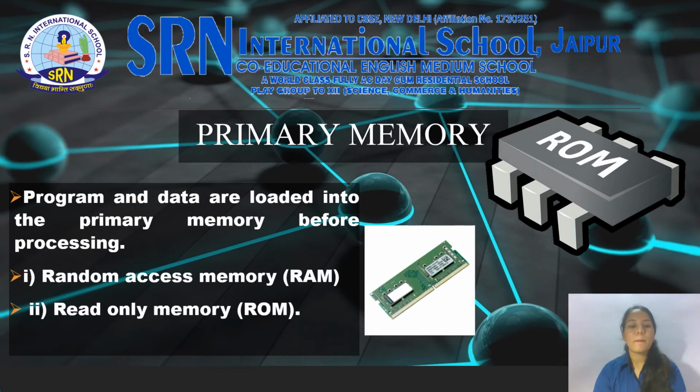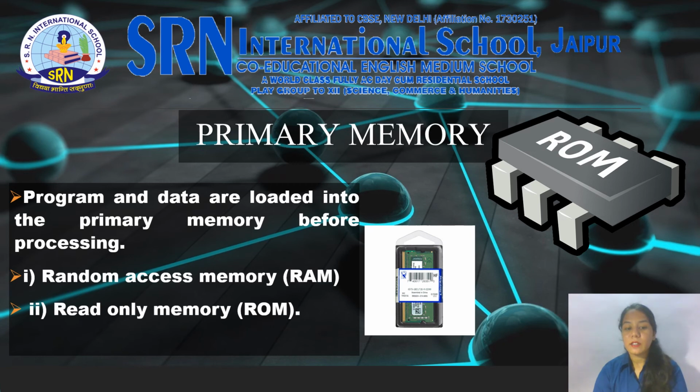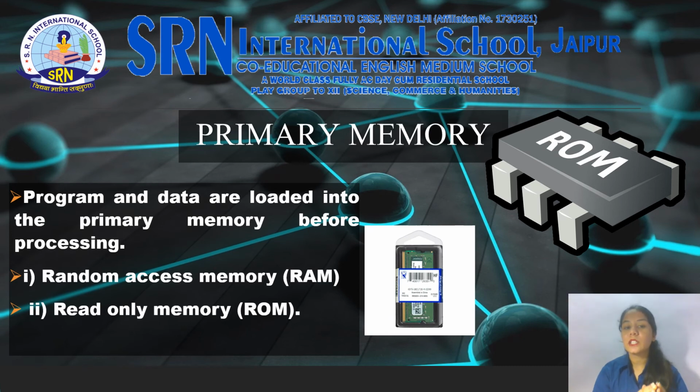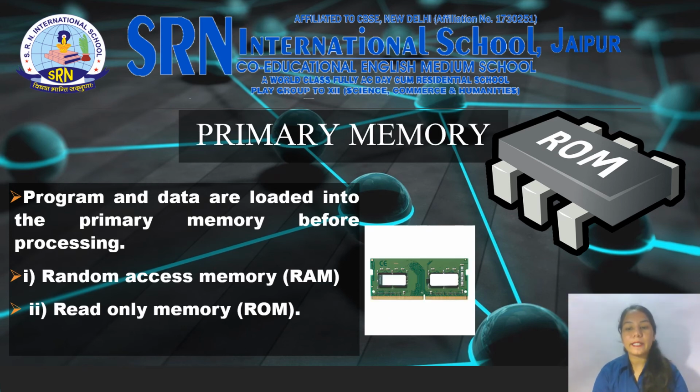Primary memory. Program and data are loaded into the primary memory before processing. First one is random access memory, RAM, and second is read-only memory, ROM. The CPU interacts directly with the primary memory to perform read or write operations.